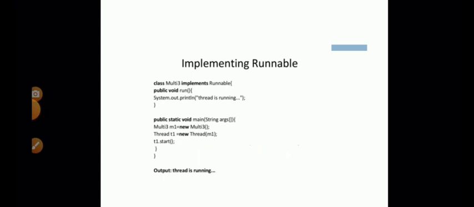The second method is by implementing the Runnable interface. We are going to discuss how to create a thread using the Runnable interface with an example program. First we create a class and use implements Runnable. Within that you use the run function. Inside the run function we have printed that the thread is running. Then you create the object for that class, create a thread, and start the thread. In the previous method we started the class, but here you have to start the thread. When the thread is started, the run function is executed, and it gives the output that the thread is running.